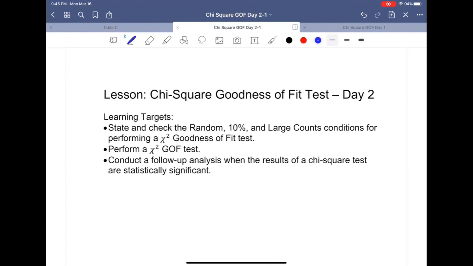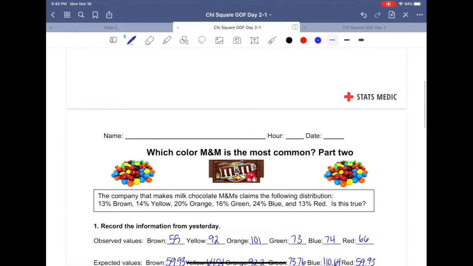So we have 3 learning targets. The first is to state and check conditions, and those conditions are going to be random, 10%, and large counts. Then we're going to perform a full chi-squared goodness of fit test. And then we're going to conduct a follow-up analysis, and we do this when the results of a chi-square test are statistically significant. So let's go ahead and look at the note page.